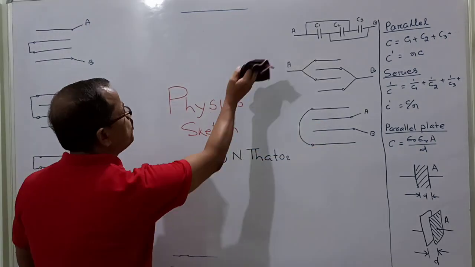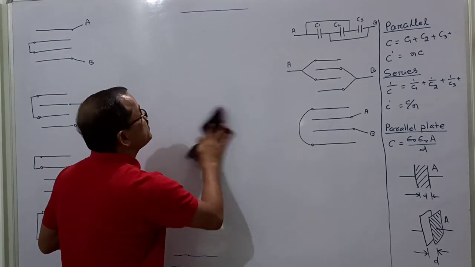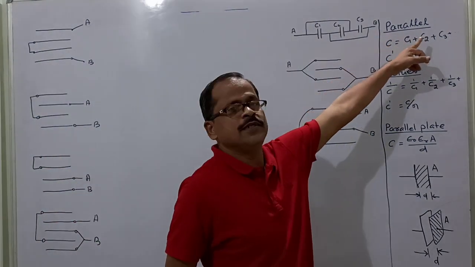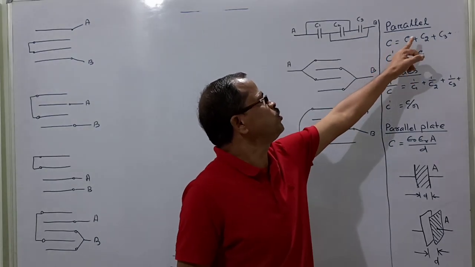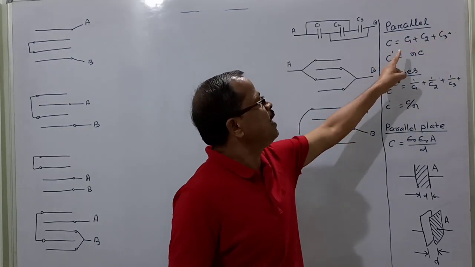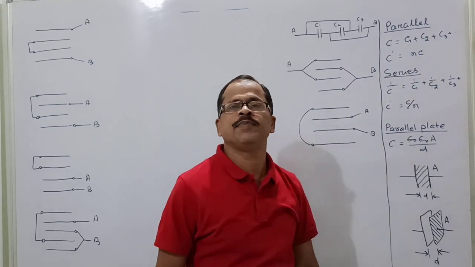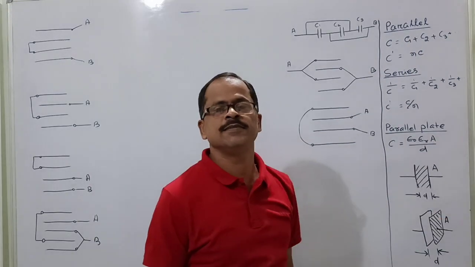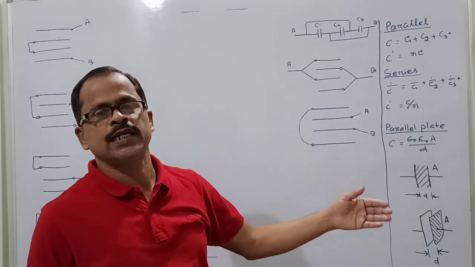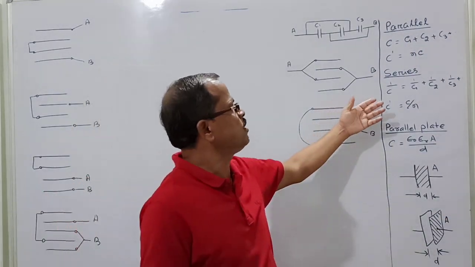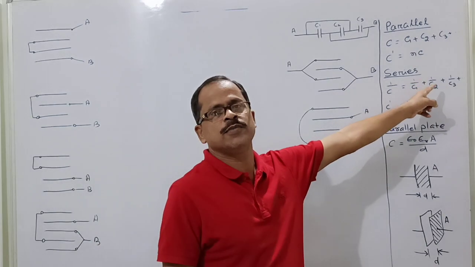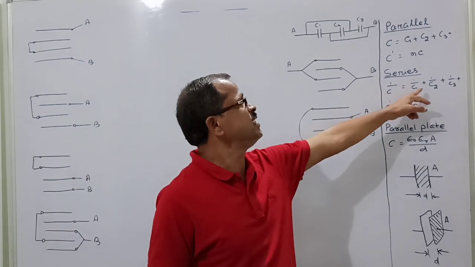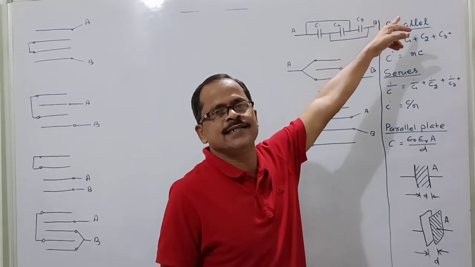Now these are the combinations of capacitors. This is the parallel combination where C is equal to C1 plus C2 plus C3, and if n capacitors are connected in parallel, then the net capacitance will be C dash is equal to nC. Similarly, if the capacitors are in series, then 1 by C is 1 by C1 plus 1 by C2 and so on. That means the net capacitance in series decreases, and net capacitance in parallel increases.